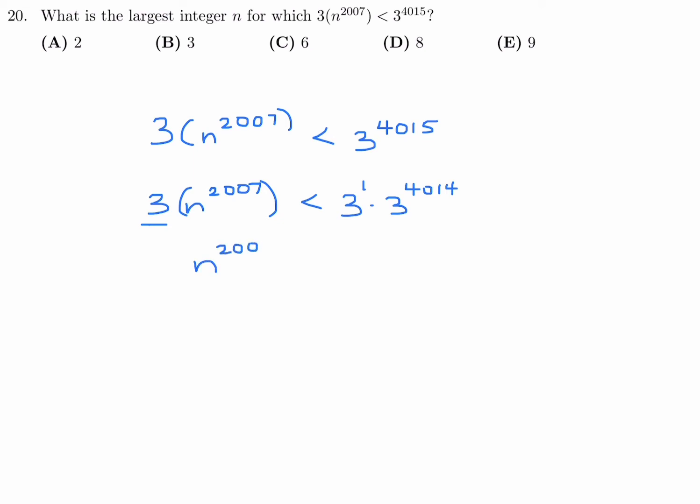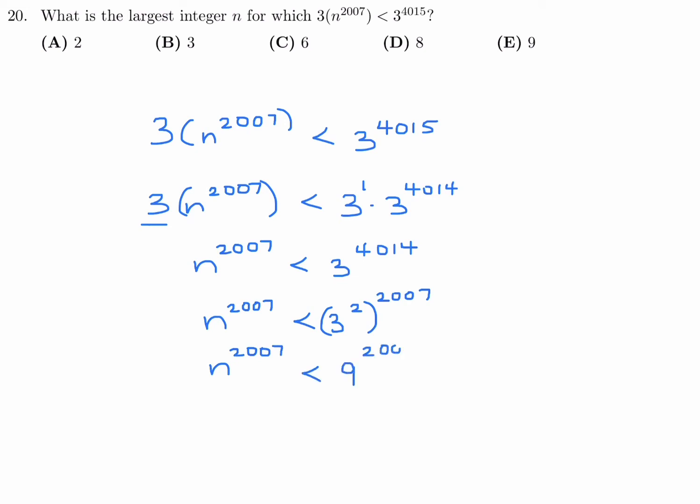So now you're just left with n to the power of 2007 is less than 3 to the power of 4014. Now, 4014, I immediately notice, is exactly double of 2007. So I can write 3 to the power of 2, all to the power of 2007. That is perfectly allowed. And this is n to the power of 2007. So n to the power of 2007 is less than 9 to the power of 2007. So there we go. This is what we've boiled it down to.